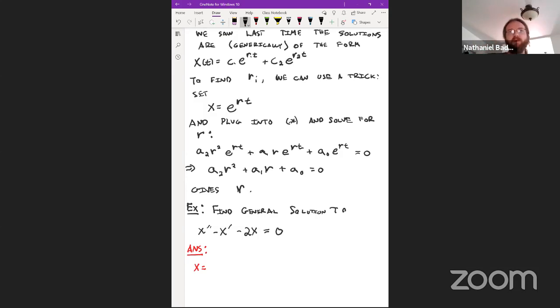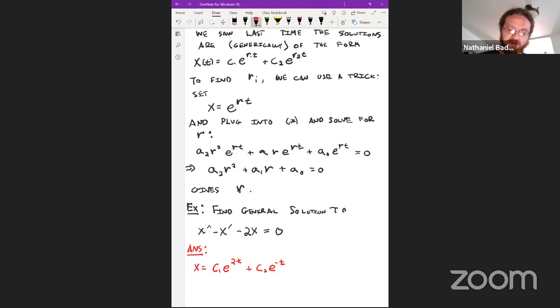So in particular, what are the r's going to be in this case? Exactly, yeah. So x is going to be C1 e to the 2t plus C2 e to the minus t. And I'll actually just walk through doing that the whole way.